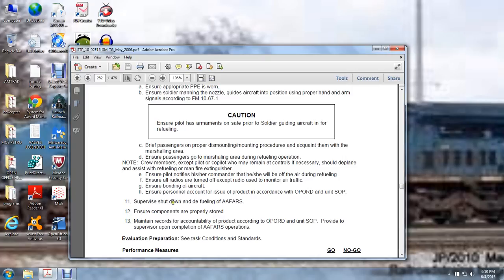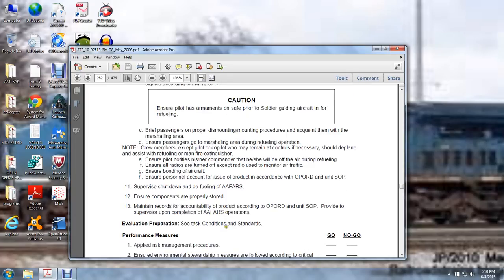Supervise the shutdown and defueling of the Advanced Aviation Forward Area Refueling System. Ensure the components are properly stored. Maintain the records and accountability for the product according to the operation orders and unit standardization procedures, and provide supervision upon completion of the Advanced Aviation Forward Area Refueling System operations.